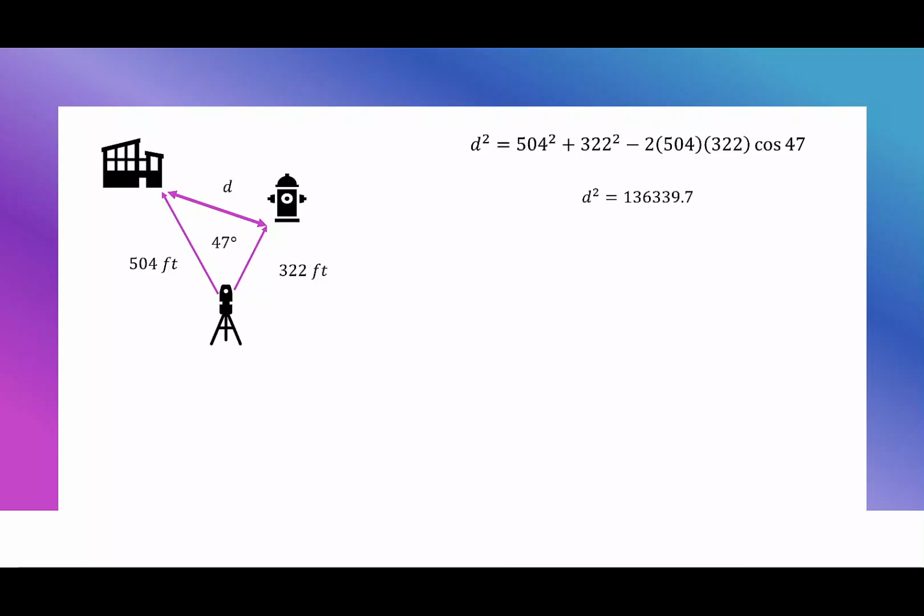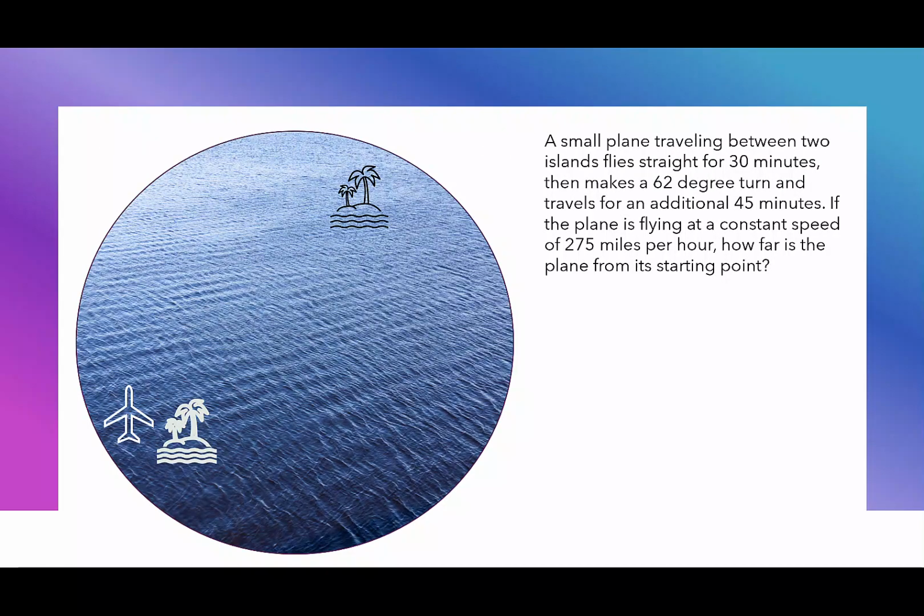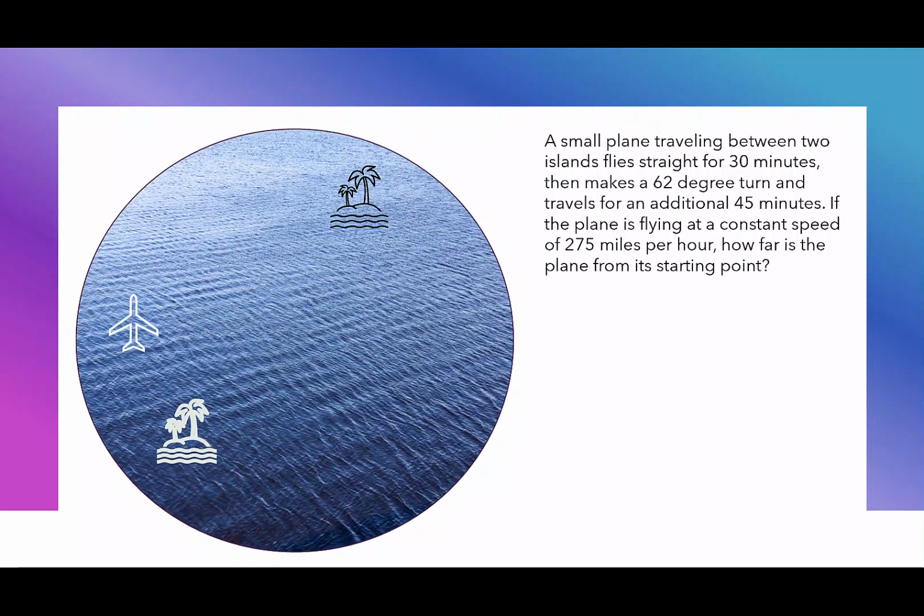This gives us that d squared is 136,339.7. We need to take the square root to find our value of d, which is 369.24 feet. Our second problem says a small plane traveling between two islands flies straight for 30 minutes.